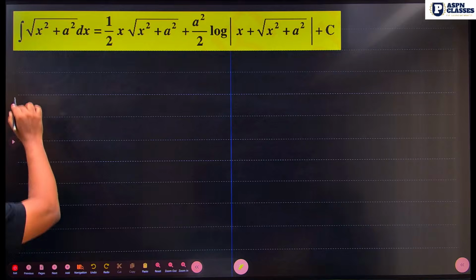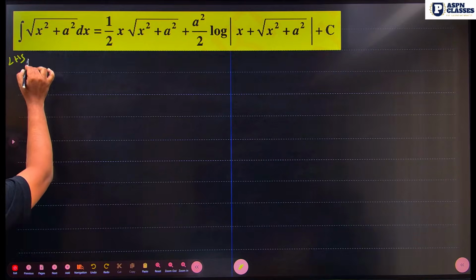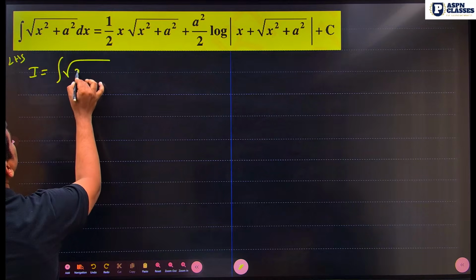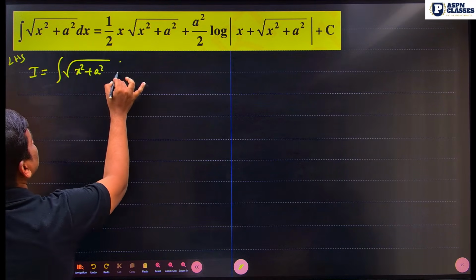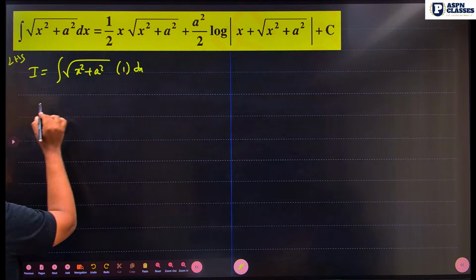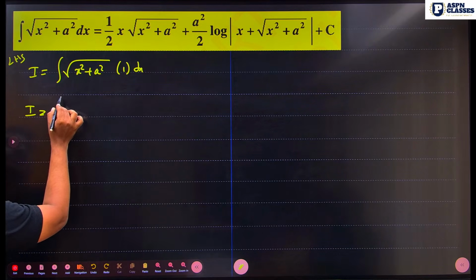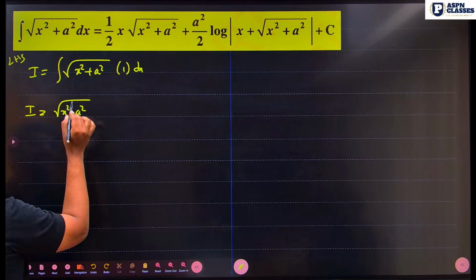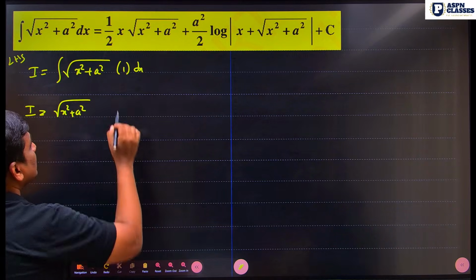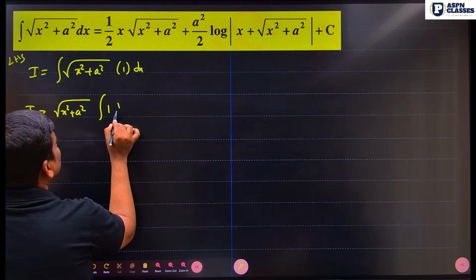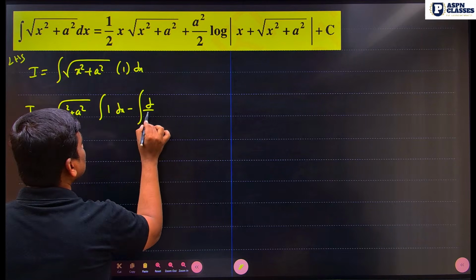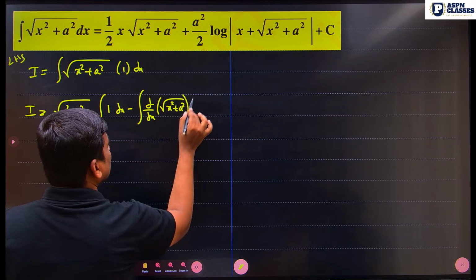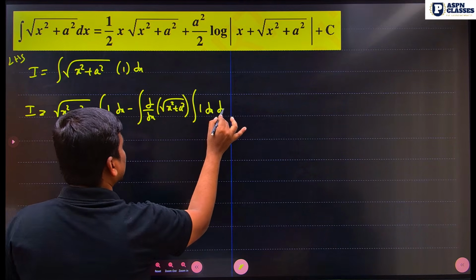For the second one also, here you need to take the LHS part. Again I am going to write the integration, everything will be the same here also, just the sign changes, friends. Again you take 1 dx and use the integration by parts formula. First part: root of x square plus a square, see the sign here, observe it properly, plus. Then integration of 1 dx, minus differentiation of root of x square plus a square, integration of 1 dx.